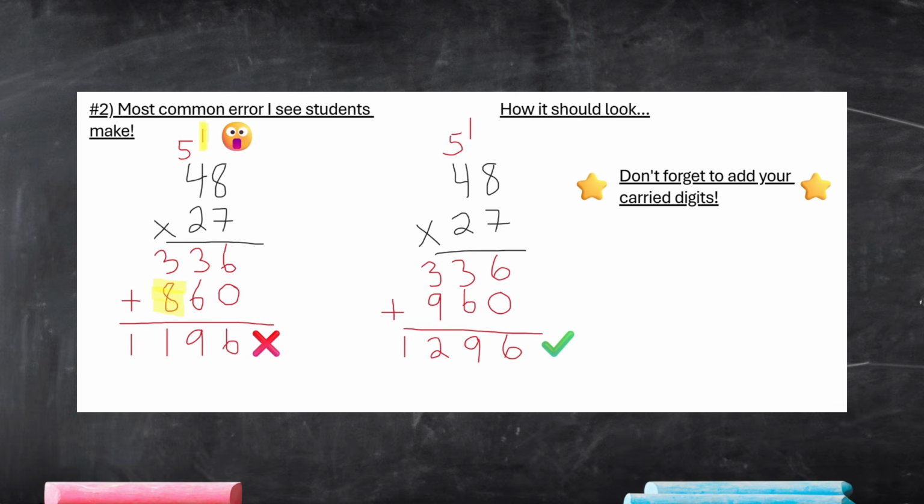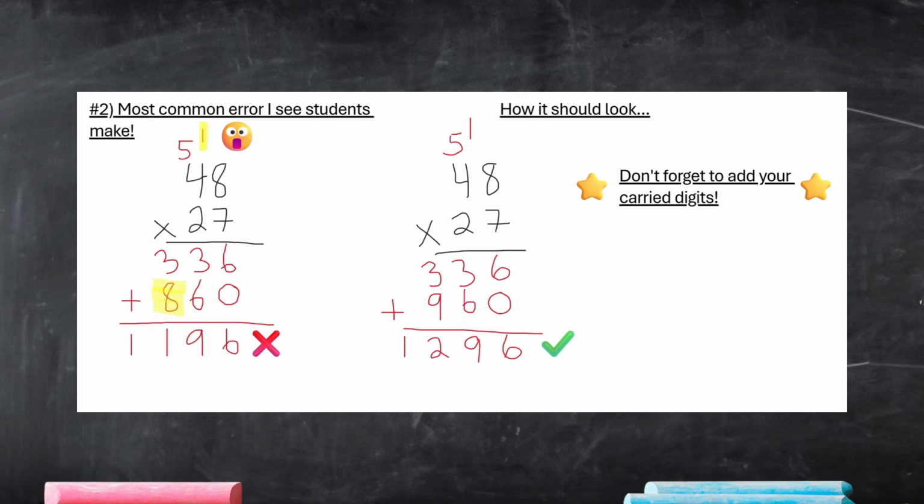Then they put their 0 to hold their place value, and they moved over to the 2, and they did 2 times 8, which was 16. They carried their 1, and they wrote their 6, and then they did 2 times 4 to get 8, and they recorded their 8. They added their 2 partial products up to get 1,196, and again, like the previous example, everything looks good on the surface.